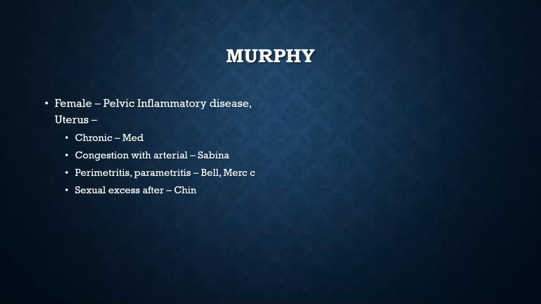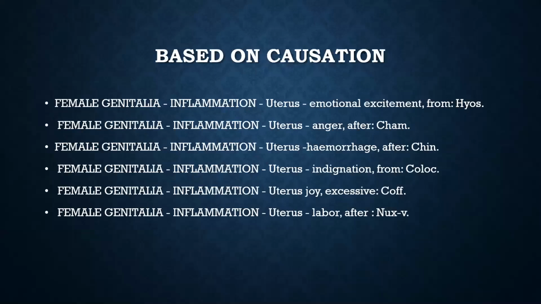Murphy's repertory, if you go again, under the chapter female, go to pelvic inflammatory disease. Then under that, we go to the uterus. We have chronic, we have congestion with arterial, we have perimetritis and parametritis, and sexual excess after. This becomes the causation factor of PID. So accordingly, we have to choose the rubric. Now, based on causation as such, we'll get the rubrics.